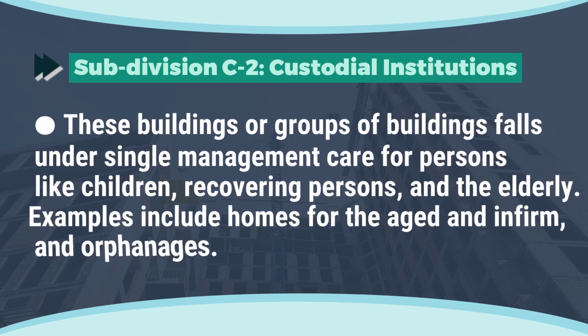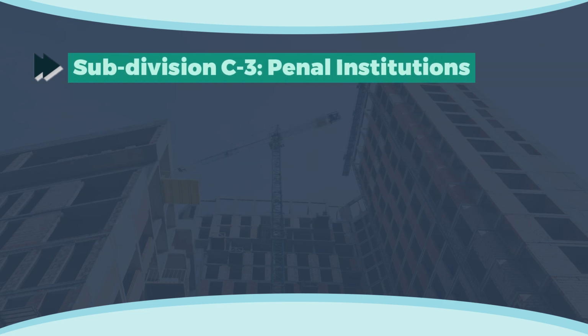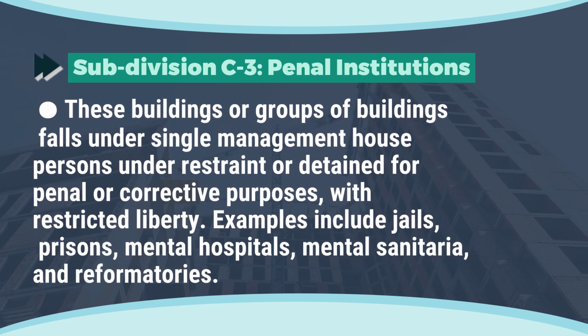These buildings or group of buildings fall under single management care for persons like children, recovering persons, and the elderly. Examples include homes for the aged and infirm, and orphanages. And the third is subdivision C3, penal institutions type of buildings. These buildings or group of buildings fall under single management, housing persons under restraint or detained for penal or corrective purpose with restricted liberty. Examples include jails, prisons, mental hospitals, mental sanitaria, and reformatories.